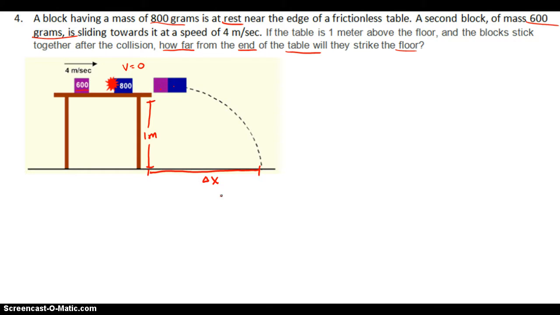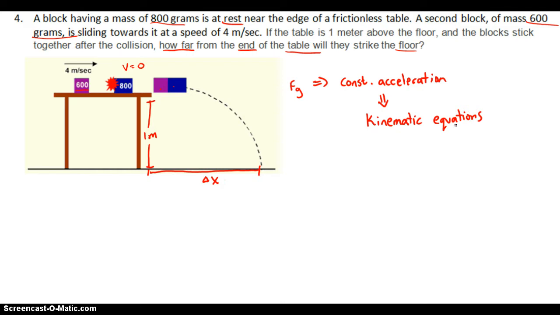So looking at this, it looks to be somewhat of a projectile motion question. As soon as these blocks leave the table, the only force acting on them is the force of gravity. So that means you're going to have constant acceleration. If there's constant acceleration, this means we can use our kinematic equations. So we want to use the kinematic equations to find our delta x.